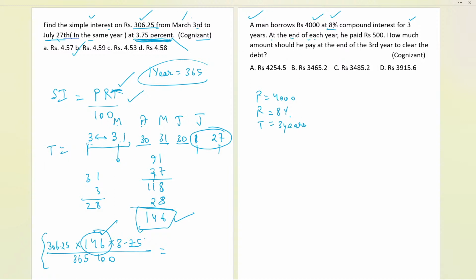Now, at the end of each year, he is paying 500 rupees. 3 years are there, every year 500. Now, how much amount should he pay at the end of the third year to clear his debt over here? Okay, fine. So let us now see that over here. How can I clear the debt at the end of the third year? So now let us start with the first part, that is amount after the first year.